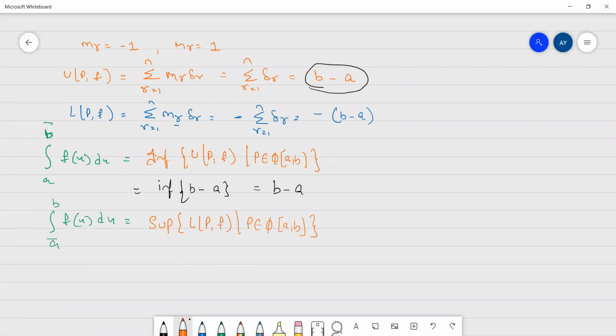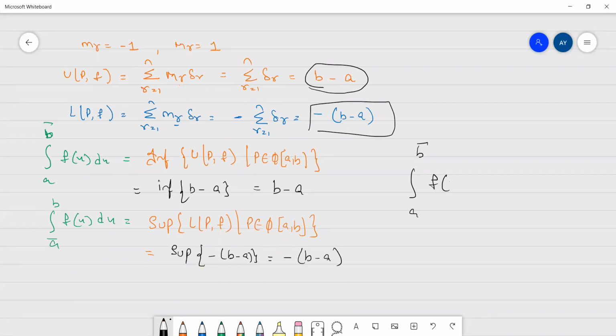So what is the supremum of this? L(P,f) is minus of (b minus a). So this is equal to the same thing, minus of (b minus a). So do you think the upper integral of f(x) from a to b is equal to the lower integral of f(x) from a to b? This is b minus a. This is minus of (b minus a). Are they equal? No, they are not equal.